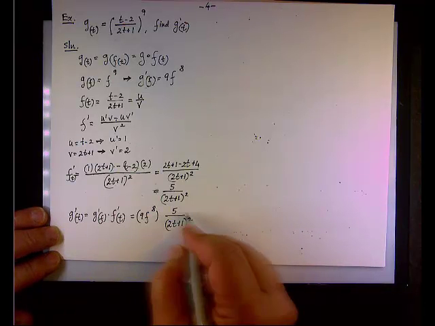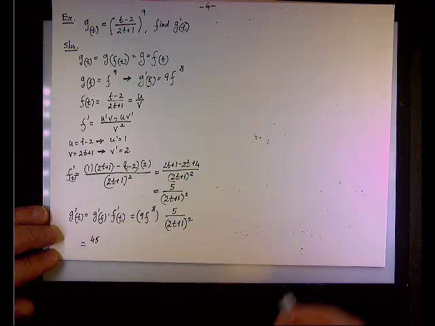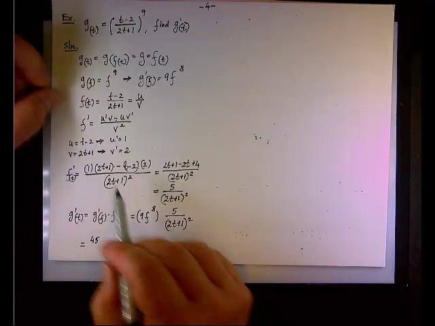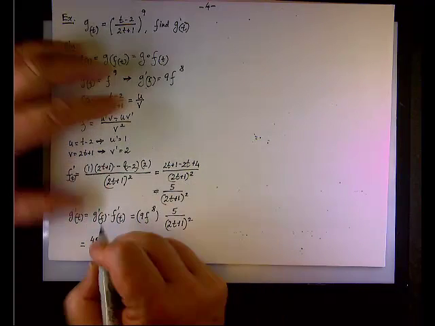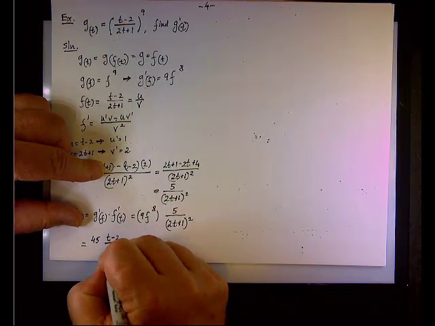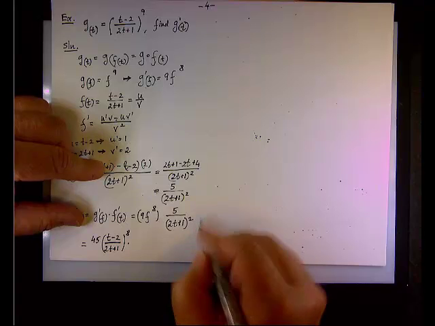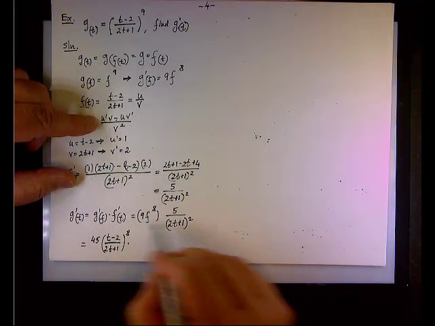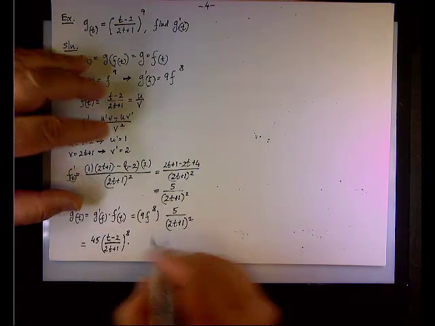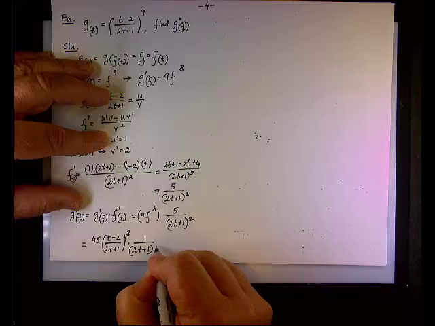So we have 9 times 5. Well, that's easy. That's 45. And then we have f to the 8th. Well, go back to f. f is t minus 2 divided by 2t plus 1. So we have (t minus 2) divided by (2t plus 1), all of it raised to the 8th power. And then what's left of f prime, well, we already used the 5 to multiply the 9, and what's left is 1 over (2t plus 1) squared.